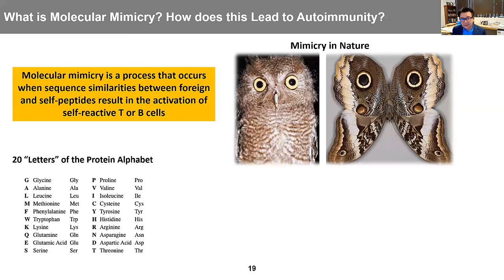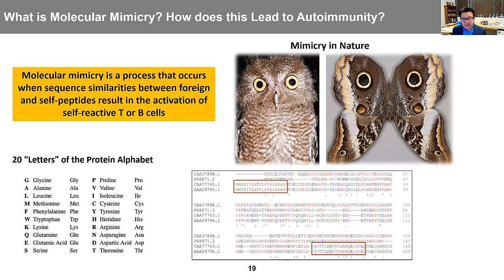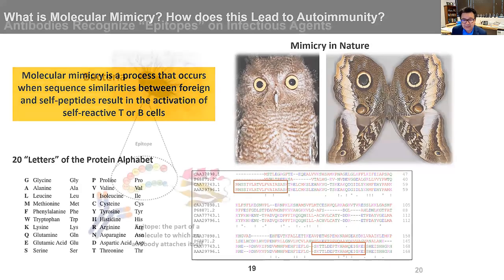There are only 20 letters of the protein alphabet, and if you look at a sequence of an organism and parts of your body, there will be places in which these sequence letters correlate with each other. And that's just because you only have 20 letters, and this occurs too if you would take different types of books or things you read or letters or things like that.